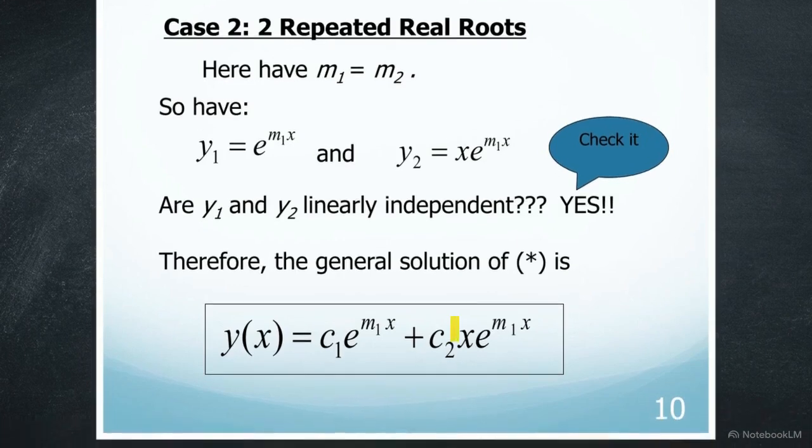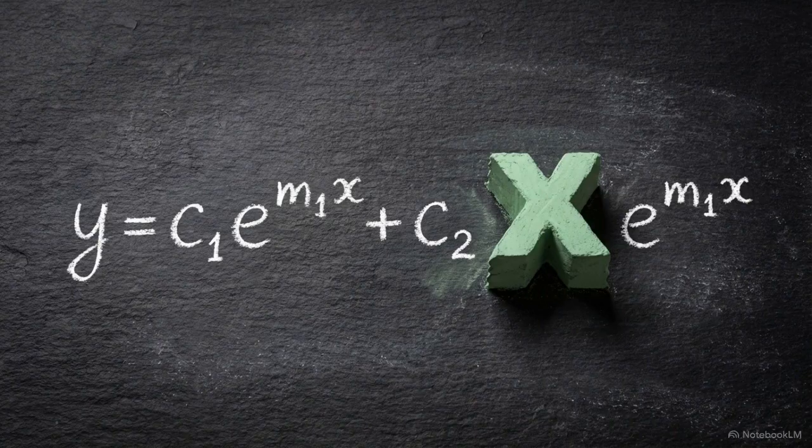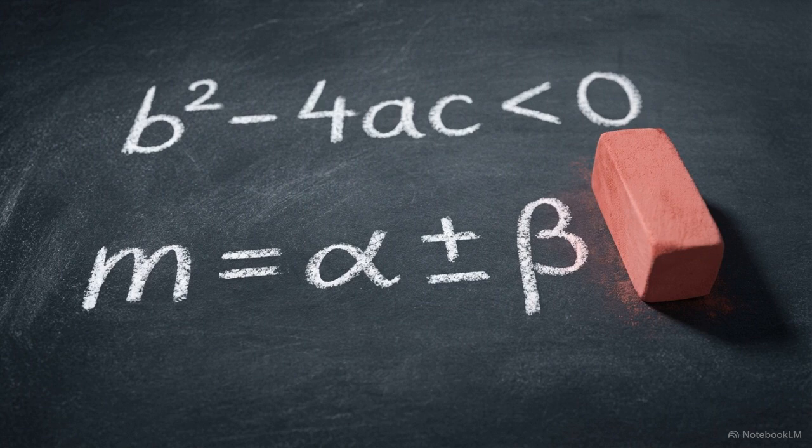To find that missing dimension, we multiply the first exponential by x. This linear scaling preserves the exponential behavior while ensuring the two functions remain independent when the roots overlap. This second solution provides the necessary mathematical dimension to describe the system without violating the constraints of the original auxiliary equation. Finally, case 3 occurs when the discriminant is less than 0, creating complex conjugate roots.